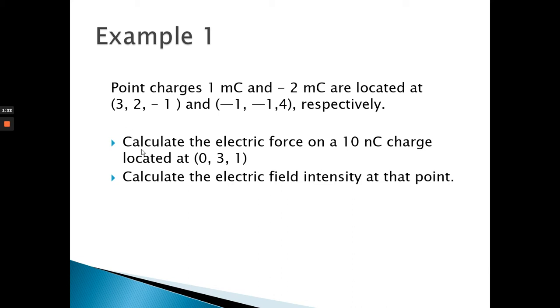Now we need to find the electric force on another charge, Q, which is located here. So this is F, and we need to calculate the electric field intensity at that same point. We will use two different equations, that's all. So it's not so difficult.